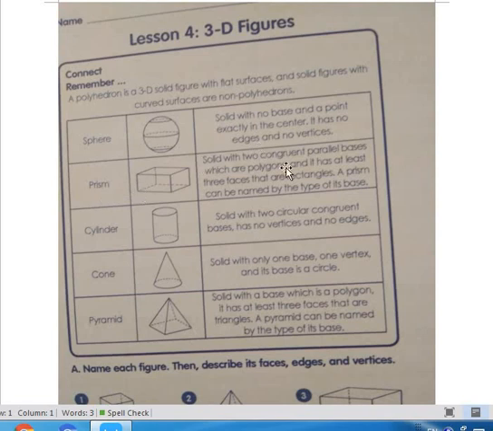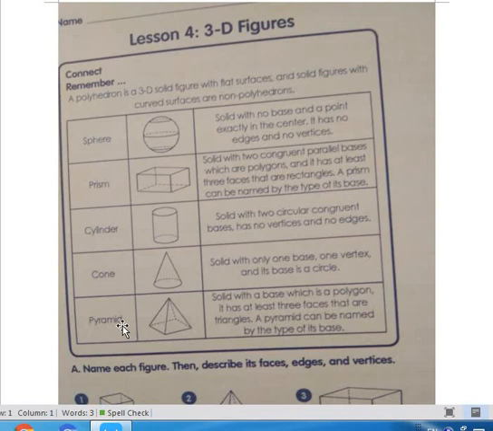Prisms: solids with 2 congruent parallel bases, which are polygons, and at least 3 faces that are rectangles. A prism can be named by the type of its base. Cylinder: solid with 2 circular bases, with no vertices and no edges. I have here a cone, a solid with only one base, one vertex, and its base in the shape of a circle.